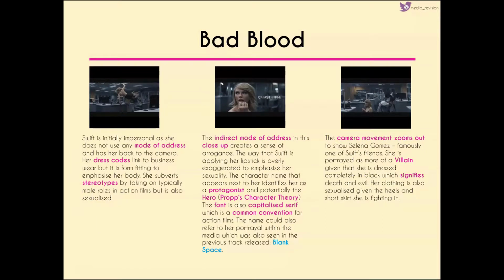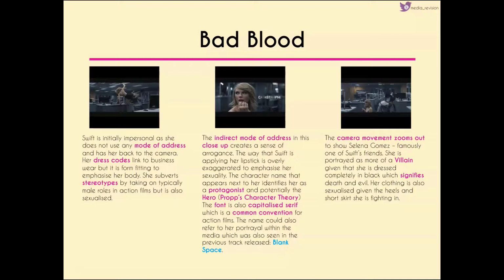Swift is then initially very impersonal. She doesn't use any mode of address, she's got her back to the camera, but we can tell that her dress codes are sexualized. They emphasize her body but fit into this office location workwear style. I mean, it's not something that we would wear to work on a day-to-day basis, but that's what it's designed to look like.